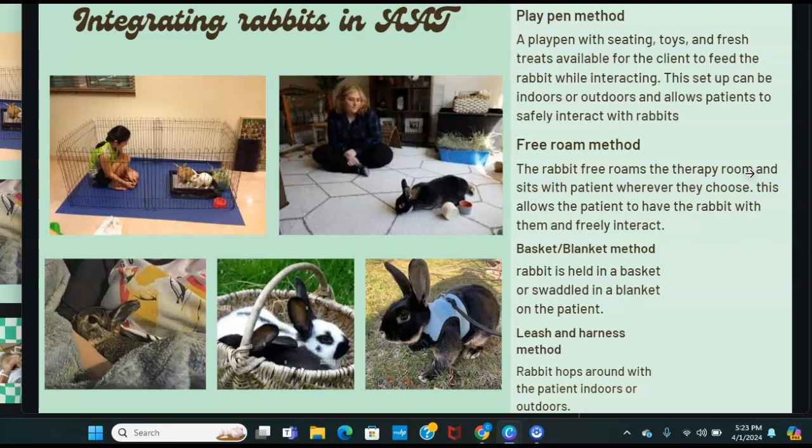And then lastly, we have the leash and harness method. This only works for trained rabbits, obviously, and they have to like it. If the rabbit hates it, even with training, it's not good to keep putting it on the rabbit, but with training, they can actually enjoy it. This is when the rabbit will hop around with the patient indoors or outdoors. This is very rewarding. The rabbit will hop around, follow you. It's super cute, and it's also safe.